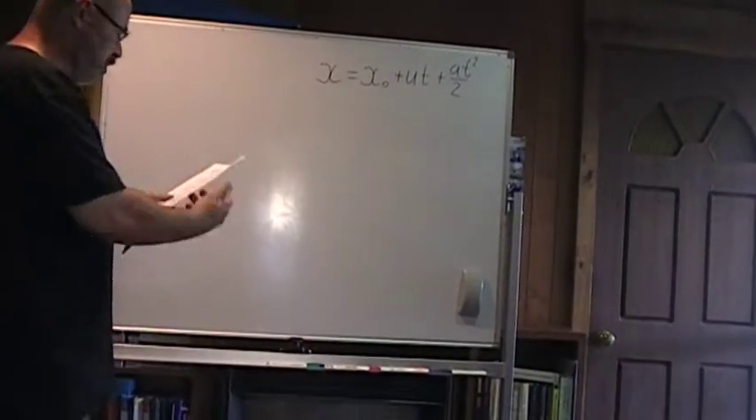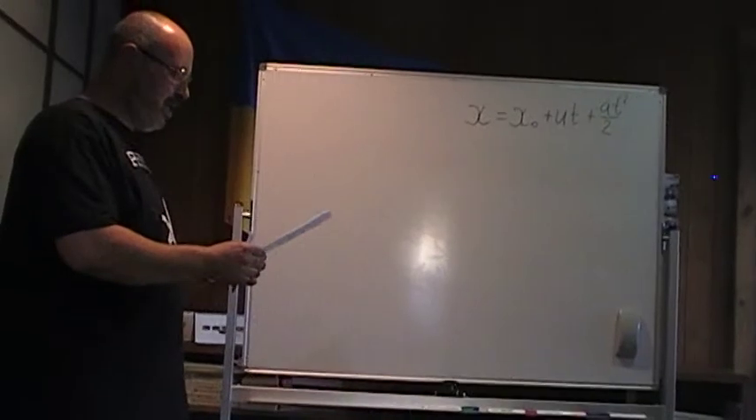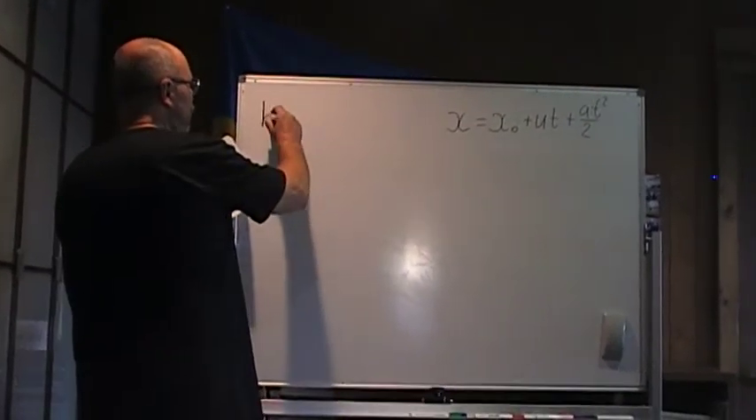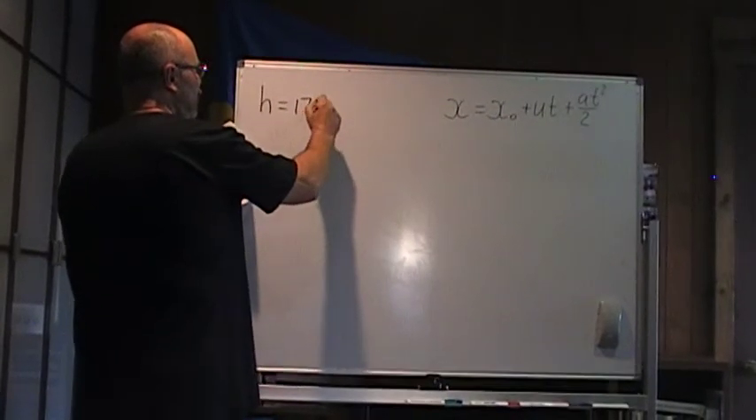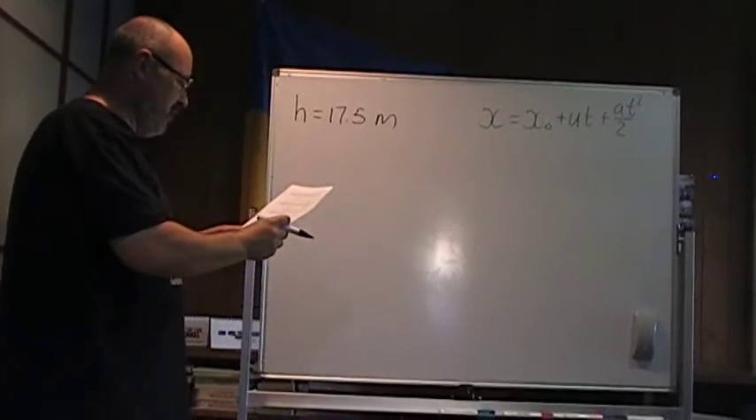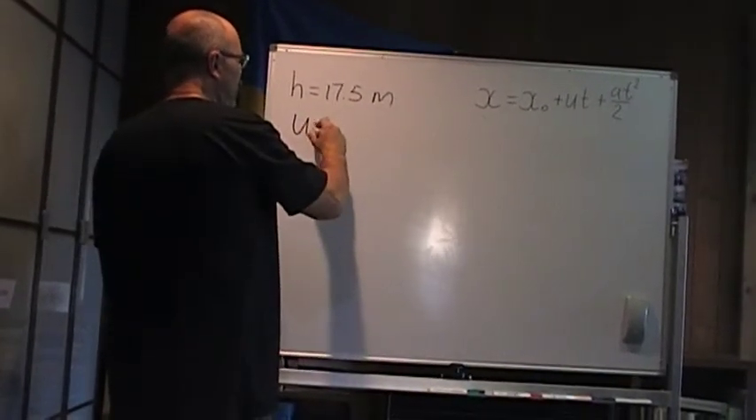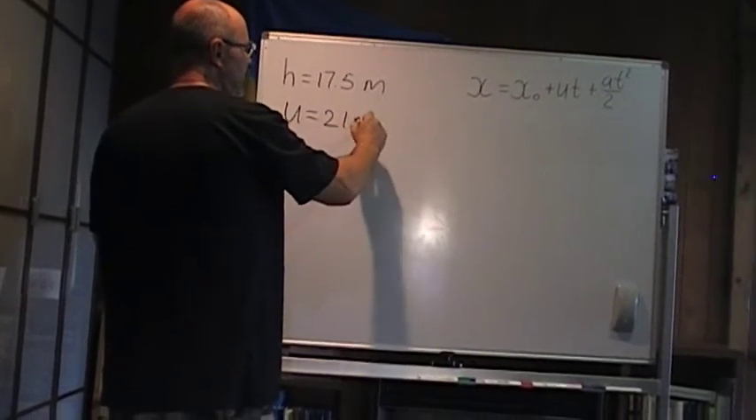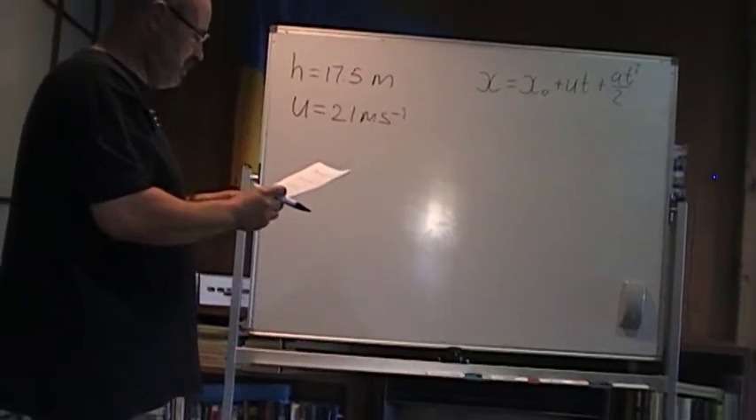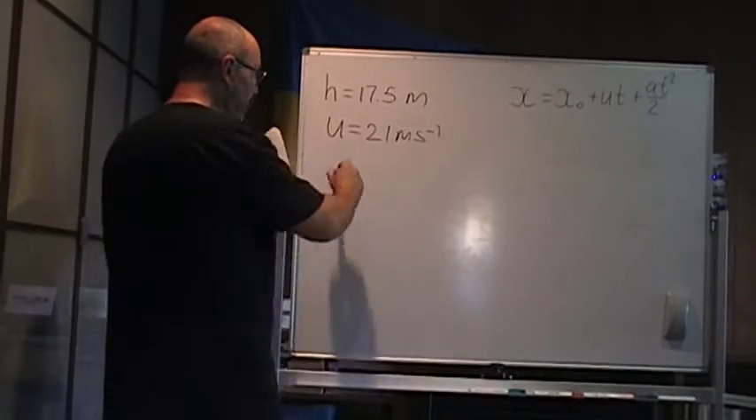So let's consider the next problem. A stone is thrown vertically up from a cliff 17.5 meters high. It's thrown with an initial velocity of 21 meters per second. The first question is: how long will it take to reach the ground at the base of the cliff?